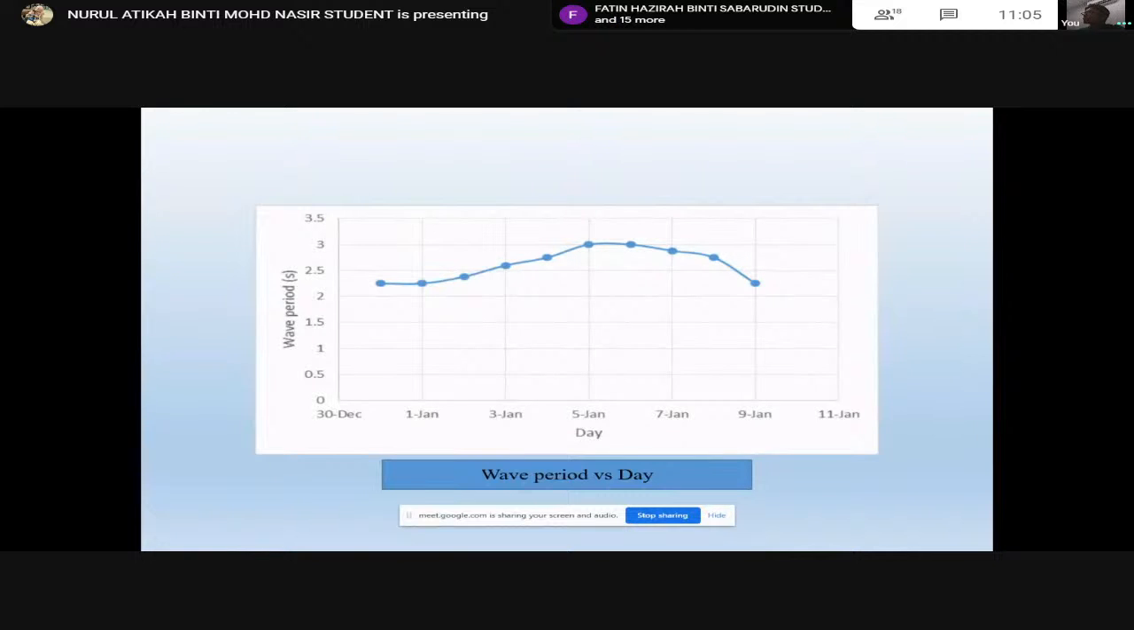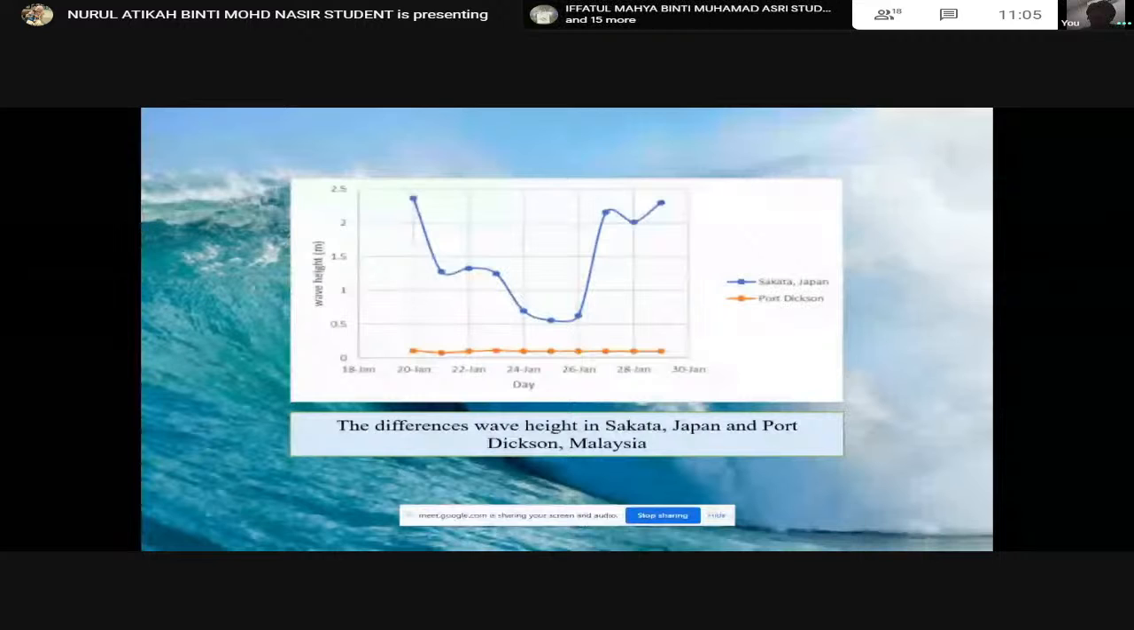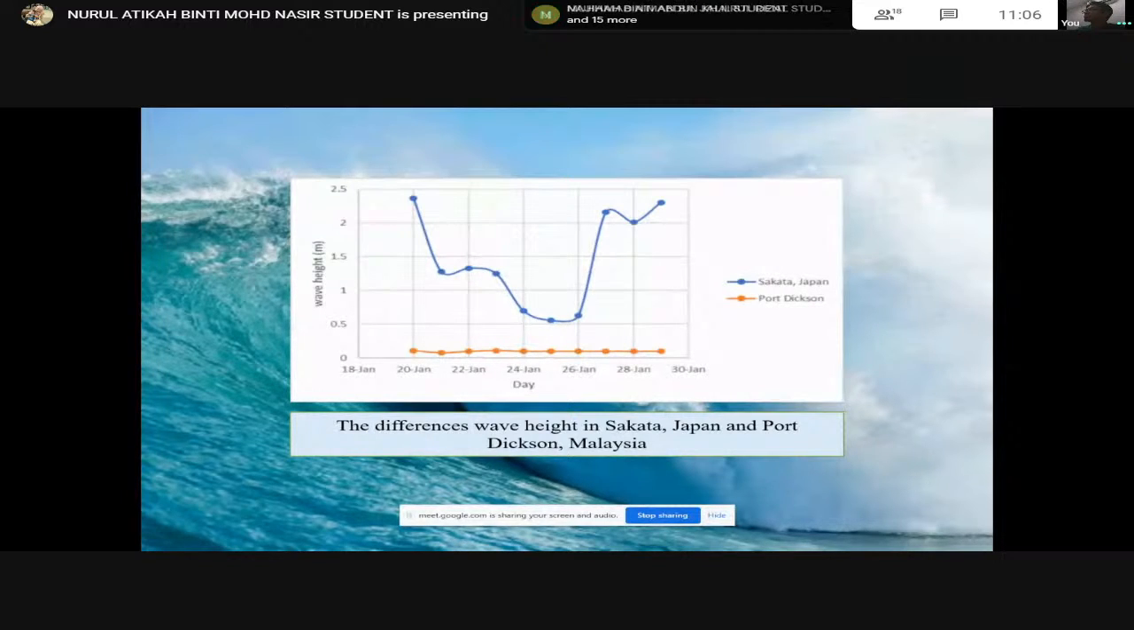So the next figure shows the differences in wave height in Japan and the Philippines, Malaysia. From our study, we found that these two countries use the same system, which is the wave power generating system with the Wells turbine. It consists of a chamber, turbine and generator.